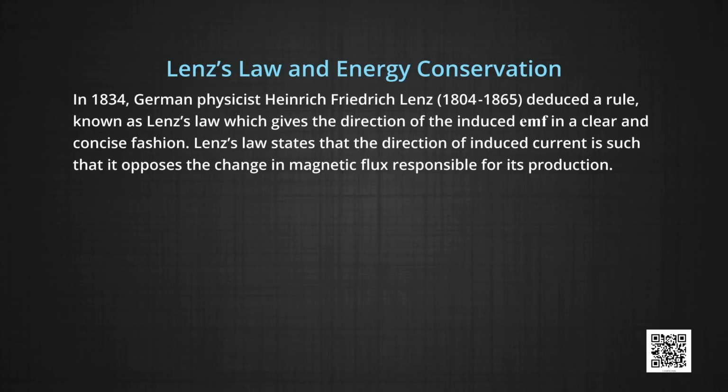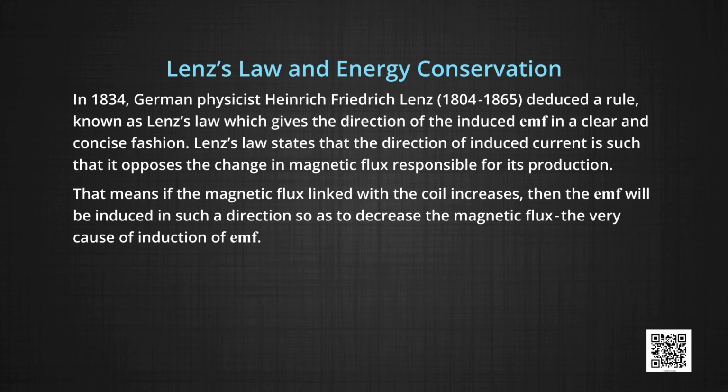In 1834, German physicist Heinrich Friedrich Lenz deduced a rule known as Lenz's law, which gives the direction of induced EMF in a clear and concise fashion. Lenz's law states that the direction of induced current is such that it opposes the change in magnetic flux responsible for its production. That means if the magnetic flux linked with the coil increases, then EMF will be induced in such a direction so as to decrease the magnetic flux, the very cause of induction of EMF.